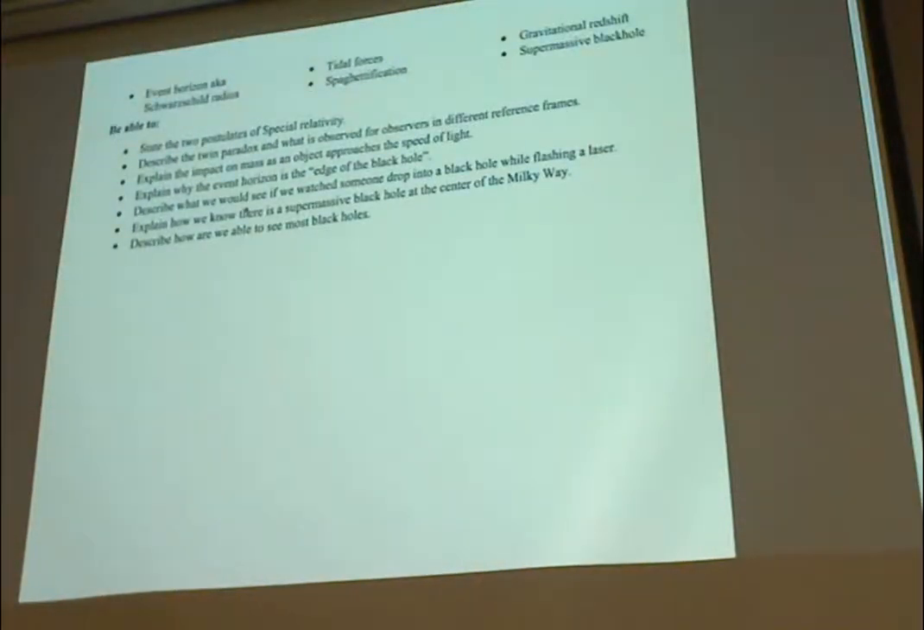Okay, so the event horizon I talked about, and there's the word Schwarzschild radius. What is that? That was the distance at which the escape velocity is the speed of light. Tidal forces, the stretching forces of gravity, because you're a little bit closer, a little bit further, they stretch you out, so they lead to spaghettification. Gravitational redshift, I talked about that. That's actually one of the effects of general relativity. And then a supermassive black hole is a black hole with a very large mass.